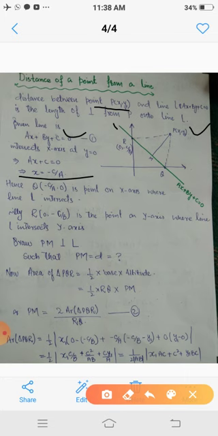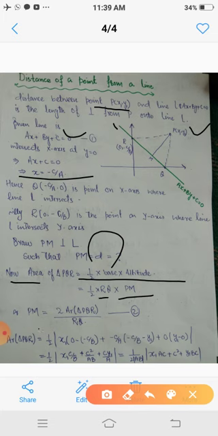Now this point P is fixed. From P, draw a perpendicular PM on this line. Let us assume that this perpendicular distance, PM, is d. Now we have to find this PM. When we join PQ and PR, a triangle PQR is formed. The area of this triangle is 1/2 base times altitude, where the altitude is PM and the base is RQ.